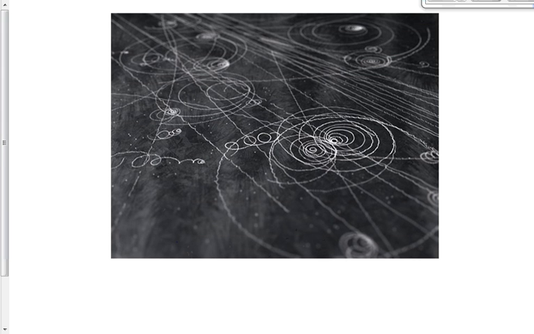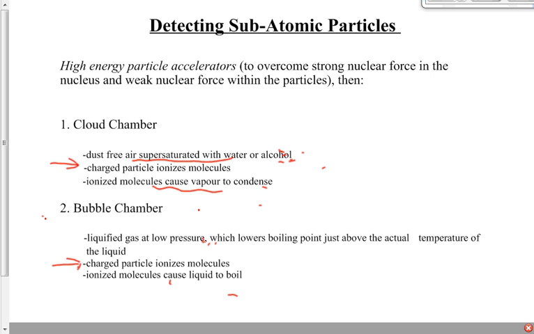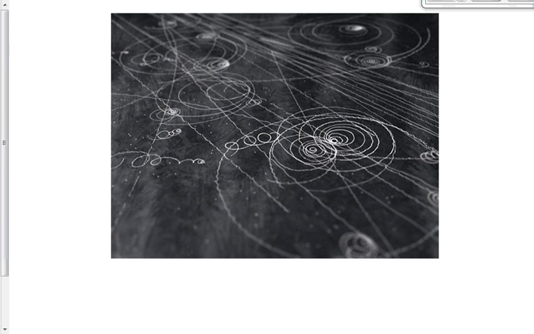There's stuff going everywhere. Straight lines, curved lines, circles, spirals, and so on. In the end, it's not enough to just observe that these things were going in a straight line. What do we want to do? Let's add a magnetic field. Let's add an electric field. Let's add a lead barrier to slow these things down. Let's add all kinds of things.